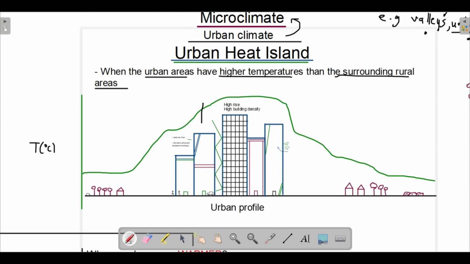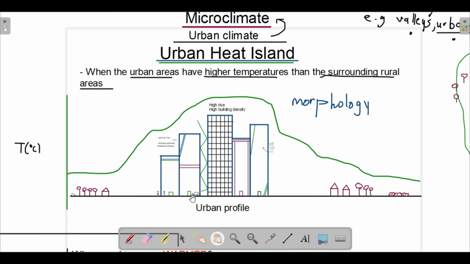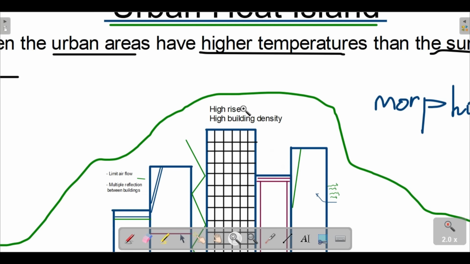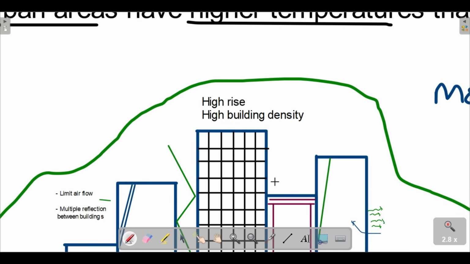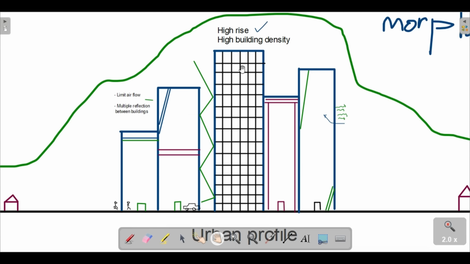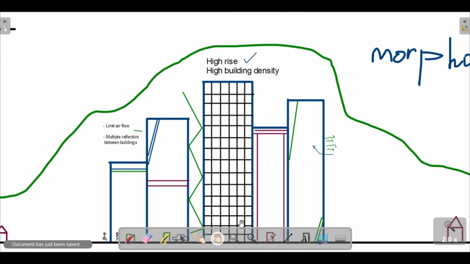Now, in order to understand why this happens, we first have to understand the morphology of the urban areas. By morphology, guys, what I mean here is the makeup. How is it made up structurally? What is the proximity of the buildings, the general design or structure of the buildings that you're going to find in urban areas? Particularly in the CBD, the Central Business District, you're going to find high-rise buildings, skyscrapers, very tall buildings. So the height of buildings is high.